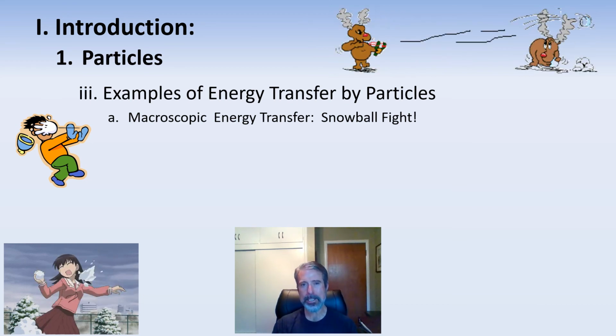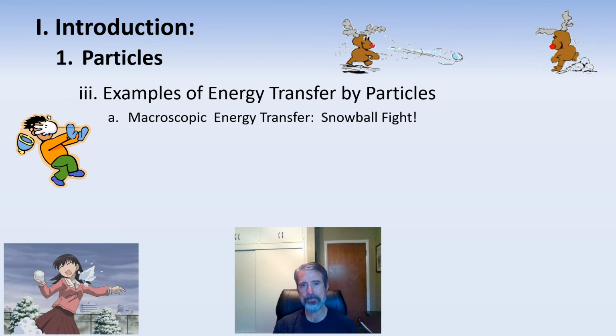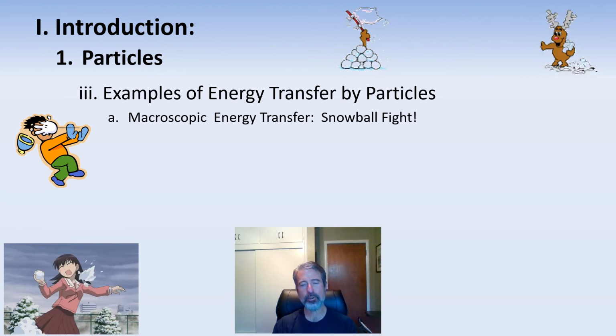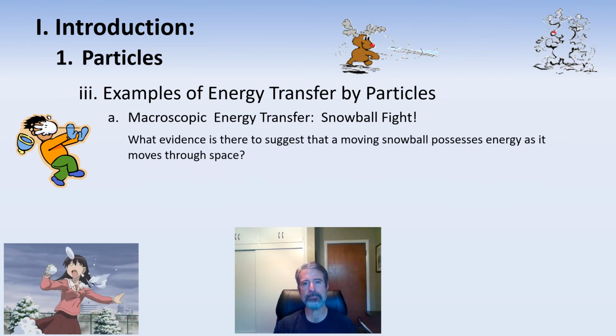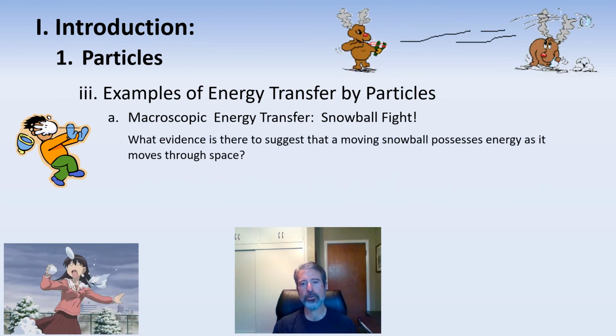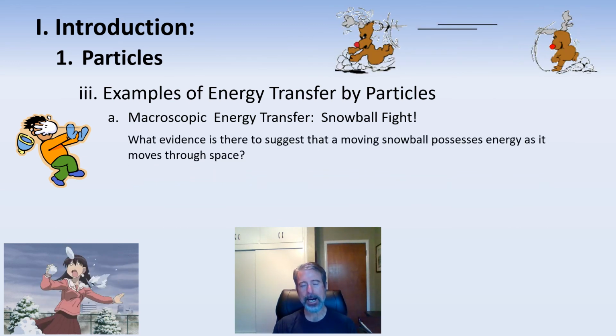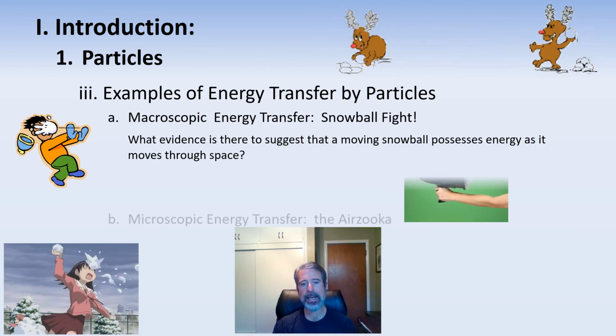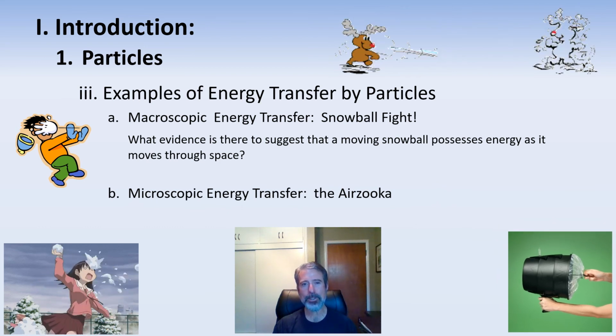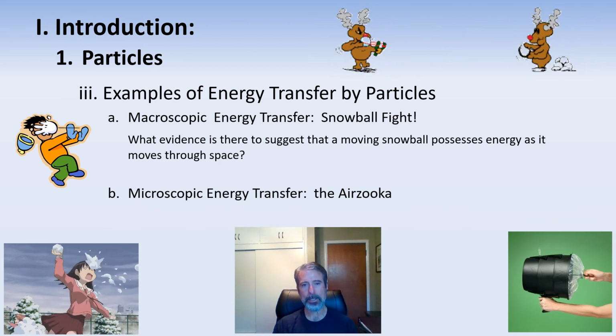And you know that when that snowball hits your body, if it hits your face, it's going to transfer energy to your face and do some work on it. So very often the transfer of energy by macroscopic objects is pretty obvious and pretty easy to see. Not always the case on a microscopic level.